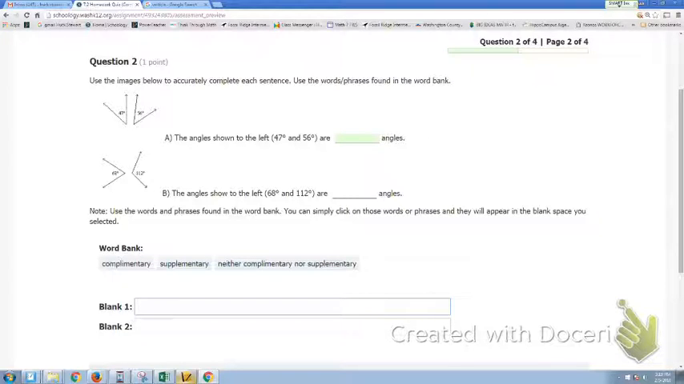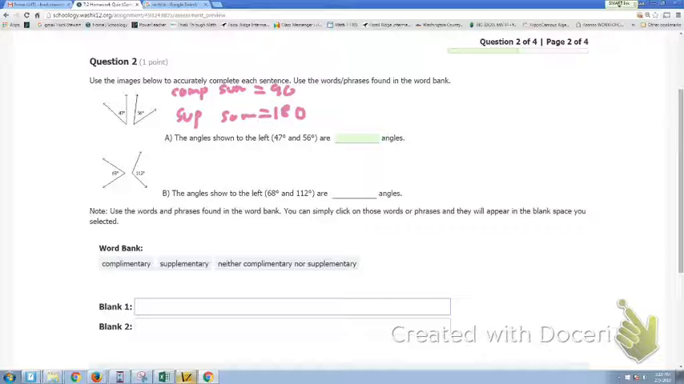Now, the one thing you need to remember about complementary and supplementary is the angles don't have to be touching. They don't even have to share a common vertex or wall or side to be considered complementary or supplementary. The only rule about them is, for complementary, the sum of those two needs to be equal to 90 degrees, and for supplementary, the sum needs to be equal to 180. That's it.